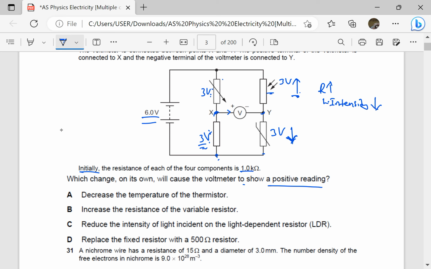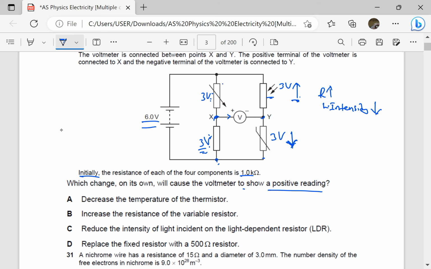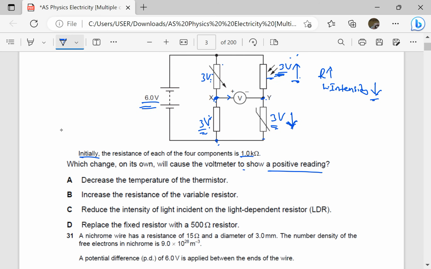The resistance there will only increase if the light intensity decreases. So let's think about it very carefully. When the light intensity on the LDR is decreased, its resistance is increased, which means the PD across the LDR goes above 3. And if the total is 6 volts, if it goes above 3, then the PD across this one goes below 3. Therefore, the difference between them will be positive, and therefore the voltmeter will give a positive reading. Remember, the voltmeter gives a difference in the potential between 2 points. So the most appropriate answer is going to be C.